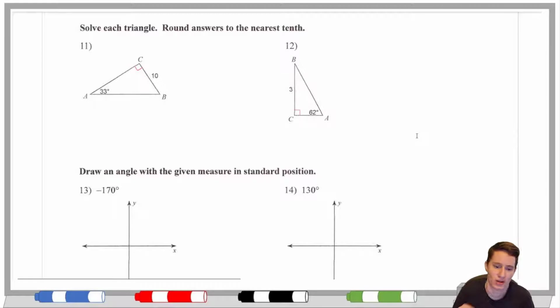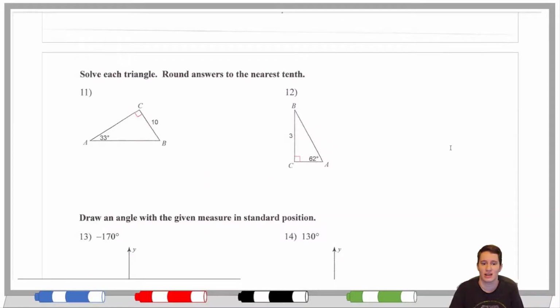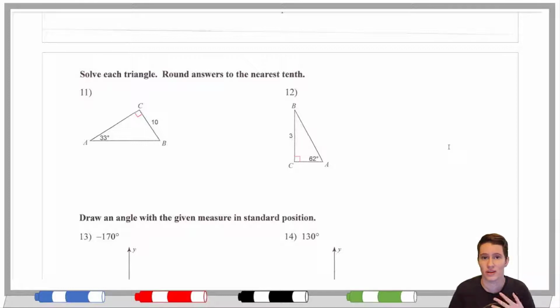Okay, 11 and 12 say solve each triangle, and so the difference when we're solving the triangle is that they want us to find all of the missing pieces. So we need to know all of the angles of the triangle and all of the sides. They have to basically give us 2 of the angles because we need to know it's a right triangle, and they need to give us 1 of the sides, and then we can figure it out from there.